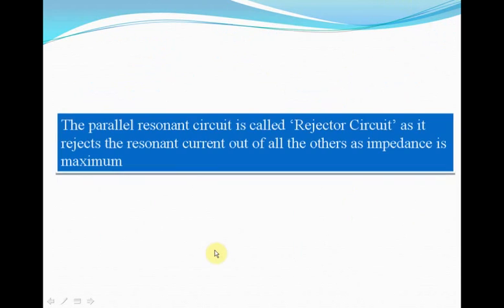The parallel resonance circuit is often called the rejector circuit, as it rejects the resonant current out of all the others. You see, as I just told you, the impedance in case of resonance is maximum. So the resonant frequency is the one that is rejected in case of a parallel circuit. Remember, I was telling you that in case of radio stations and in case of series resonance circuits, only the resonant frequency is accepted. In the case of a parallel resonance circuit, the resonant frequency is rejected.